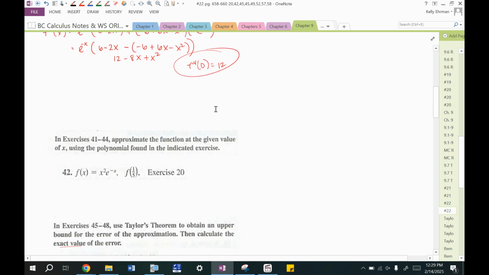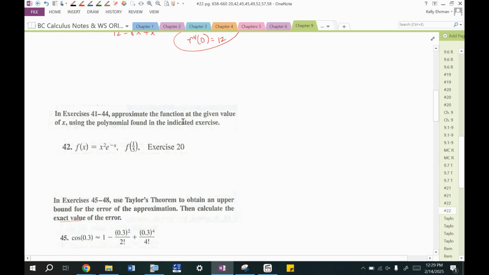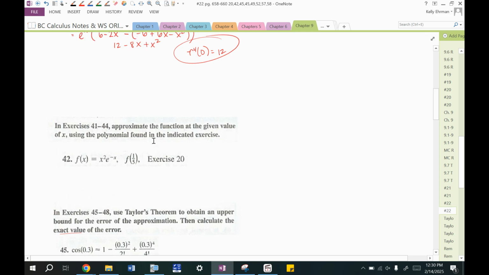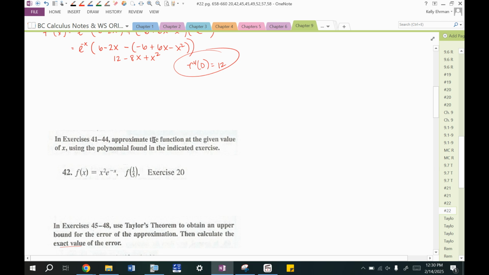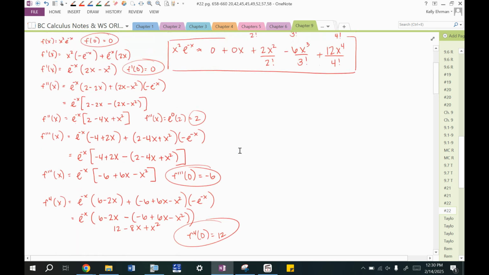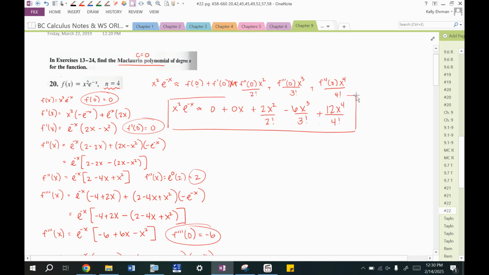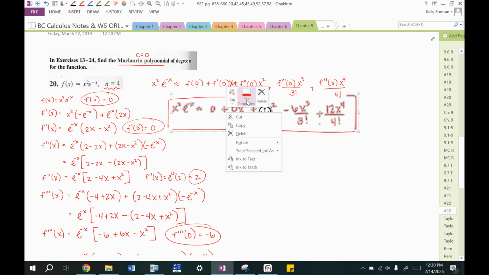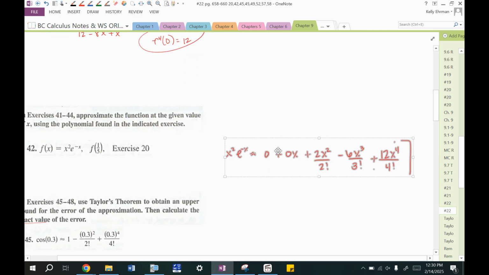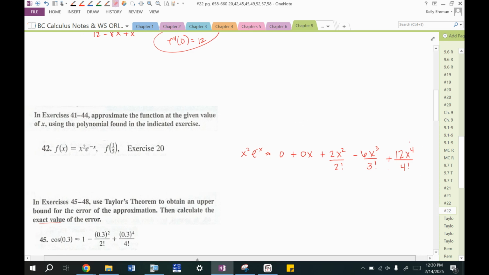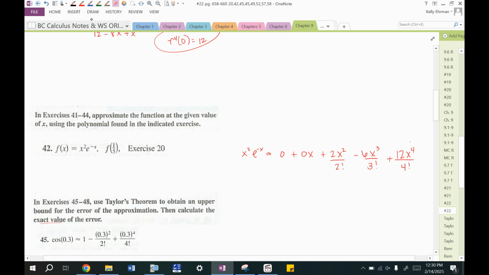All right, number 42. Approximate the function at the given value of x using the polynomial found in 20. So we did all of that to help us with problem 42 as well. So I'm going to take this answer and try to copy it. All right, so here's what we had. I just don't want to keep scrolling up and down. And we're just supposed to plug 1/5 into that.